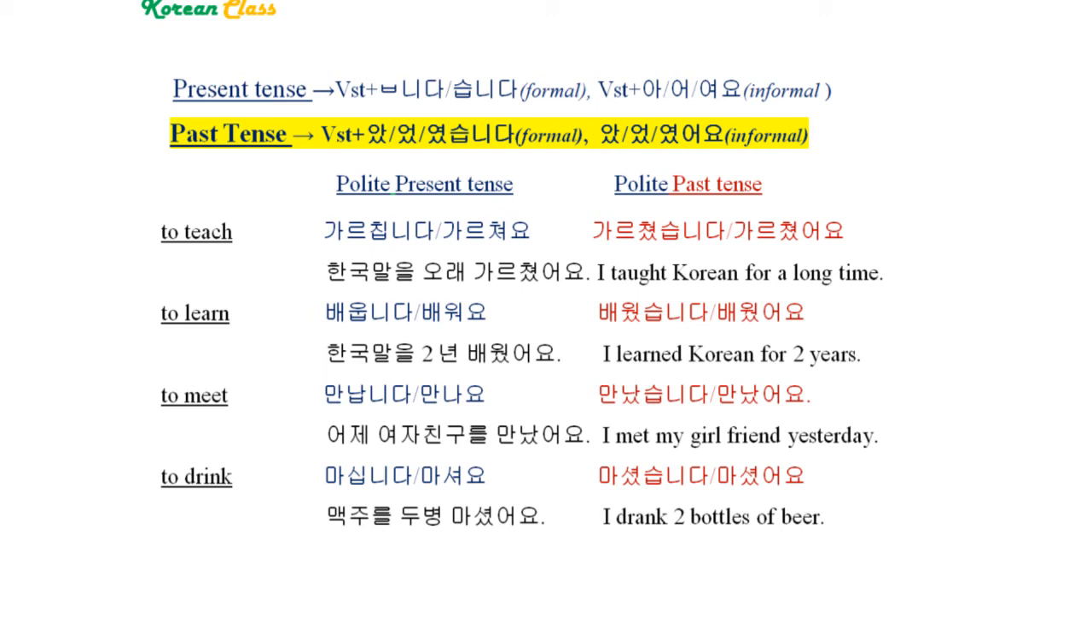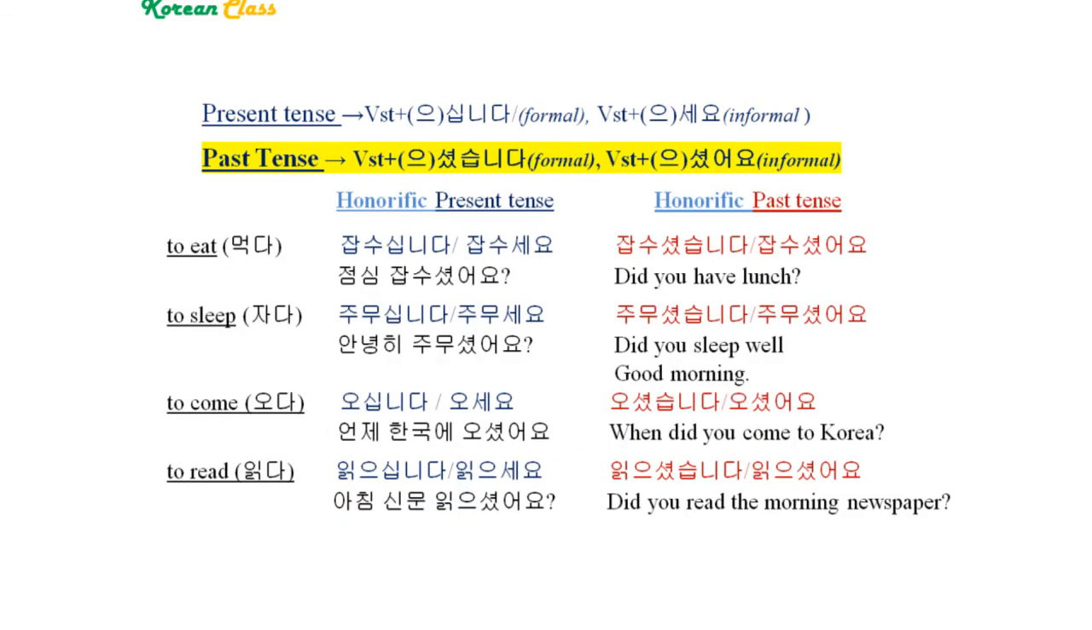And to meet, 만납니다, 만나요. And past tense, 만났습니다, 만났어요. 어제 여자친구를 만났어요. I met my girlfriend yesterday. And to drink, 마십니다, 마셔요. And past tense, 마셨습니다, 마셨어요. 맥주를 2병 마셨어요. I drank 2 bottles of beer. Now practice honorific forms.